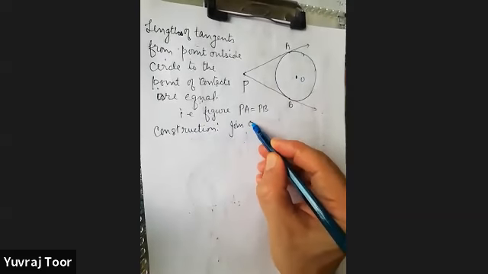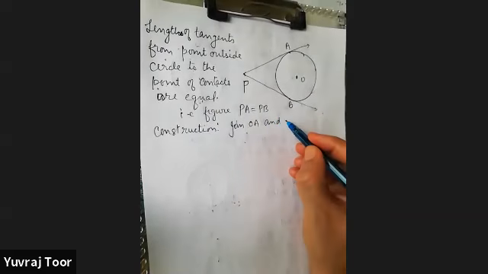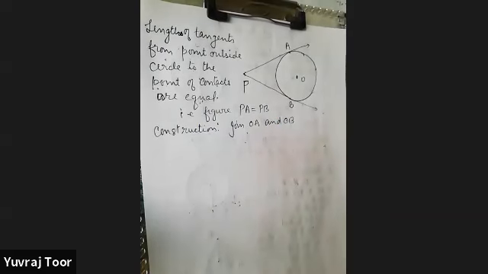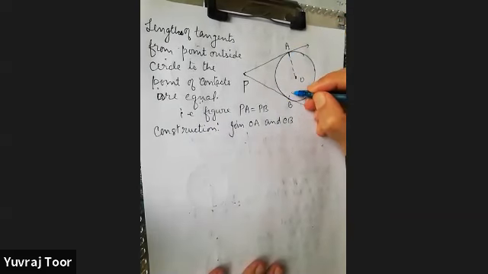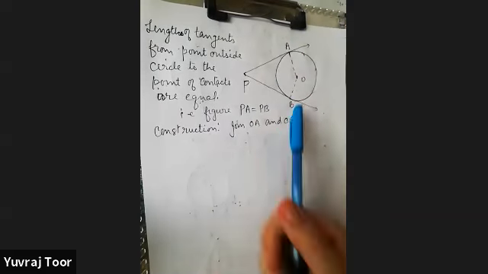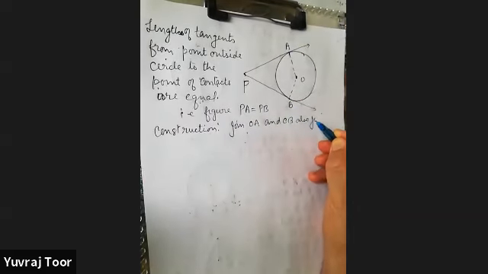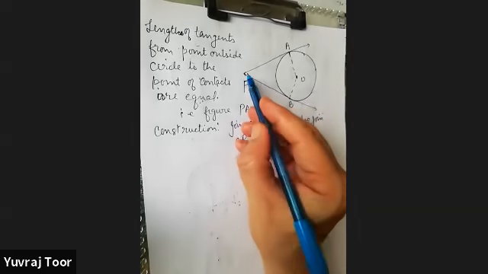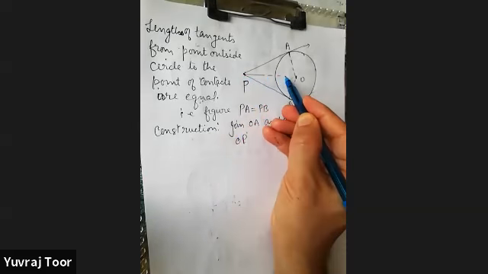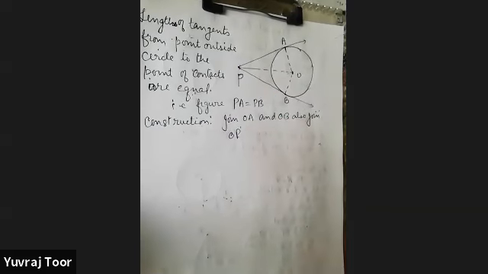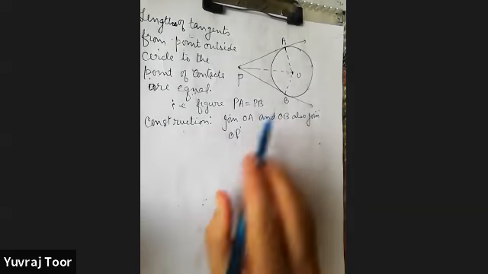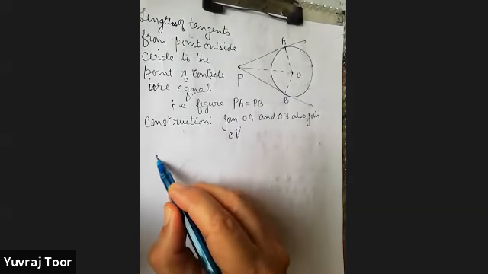Join OA and O with B. You know that construction part should be done with dotted lines. Also join OP. Now we have two triangles. Since we have to deal with the lengths to be equal, you know that whenever you are dealing with the lengths to be equal, we use congruency. So we'll take two triangles and try to prove them congruent.